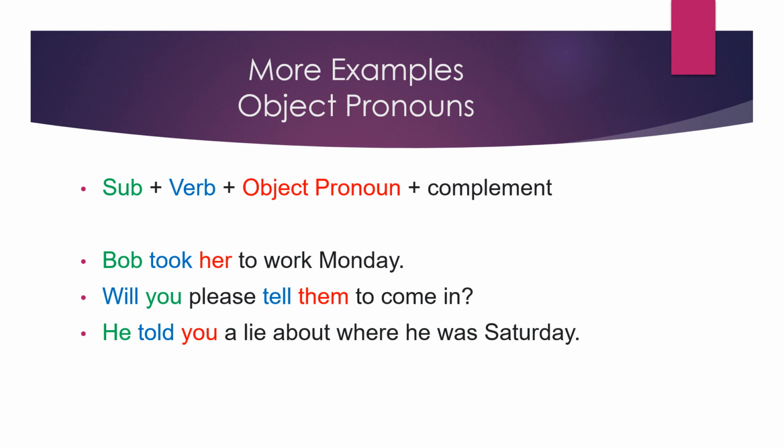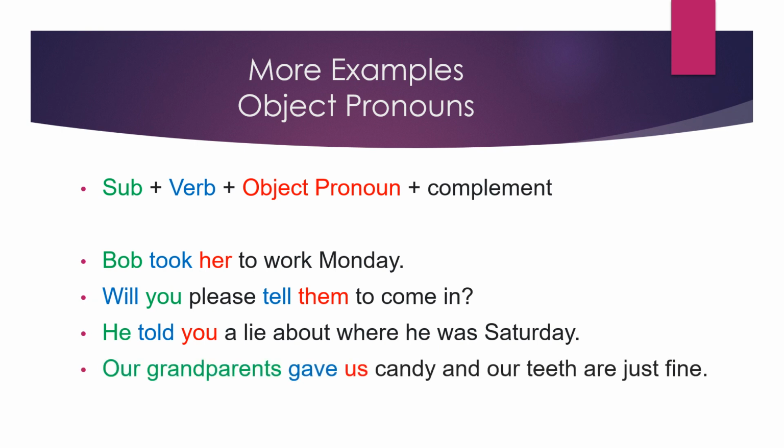He told you a lie about where he was on Saturday. He is the subject, told is the verb, you is the object pronoun. Our grandparents gave us candy and our teeth are just fine. Our grandparents is the subject, gave is the verb, and us is the object pronoun.